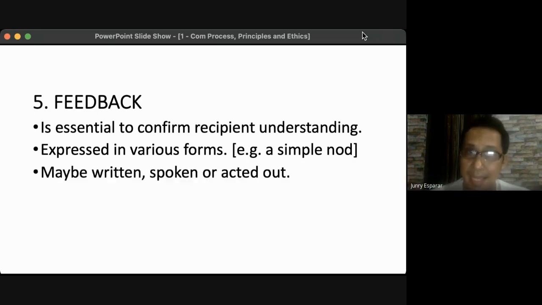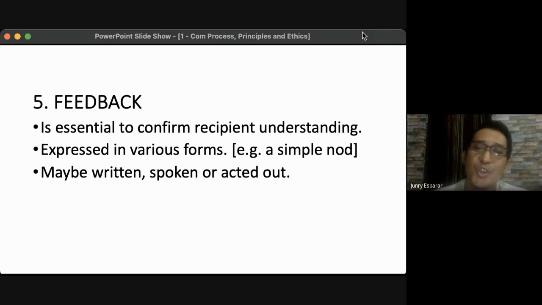It could be written, spoken, or acted out. So some people are very shy, probably reserved, like the introverts. Maybe they don't show their disagreements through words, but they can do it through writing. So probably like, okay, if you cannot express yourself orally, please write your answers in the chat box.